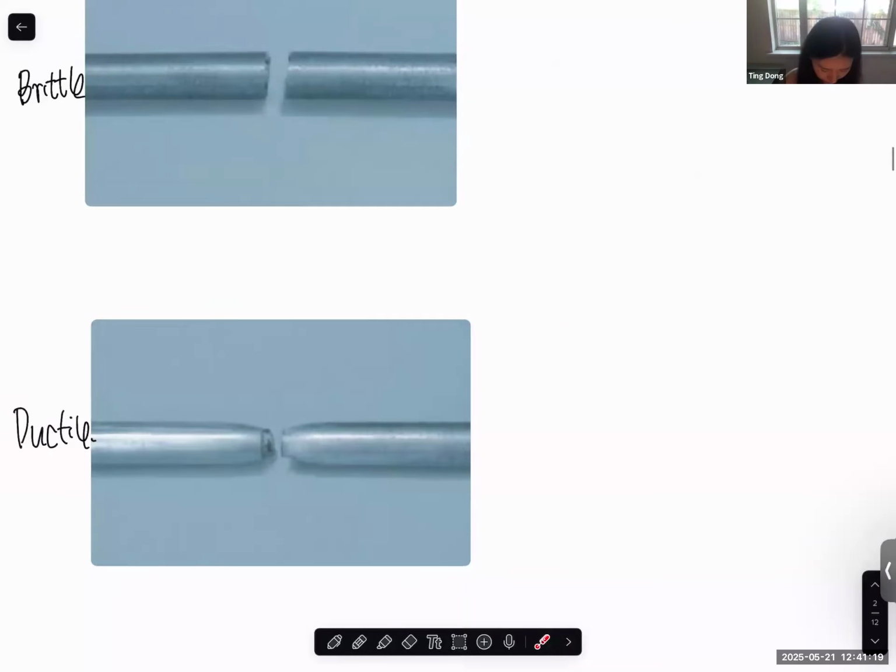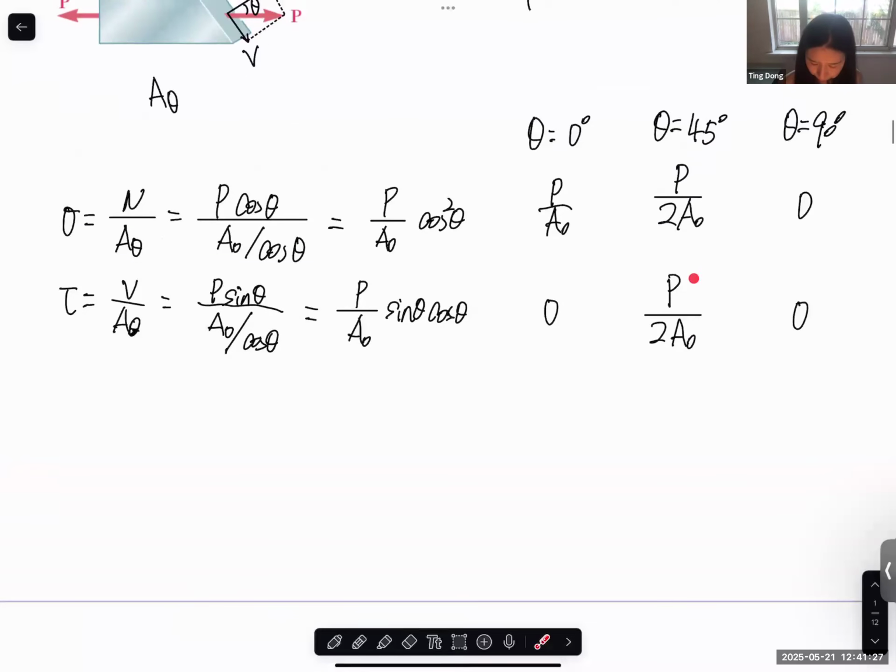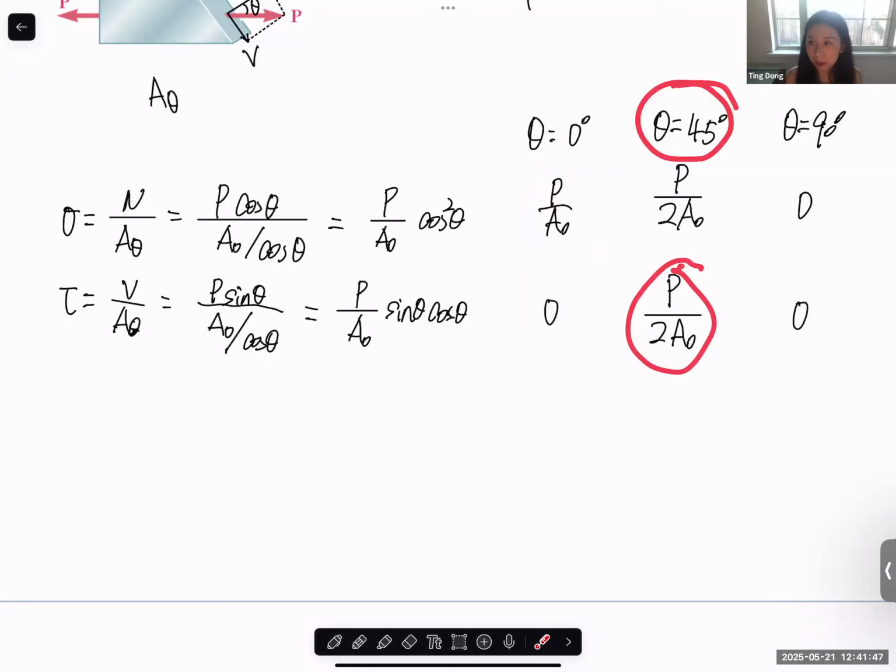And the ductile material fails on a plane that is 45 degrees to the axial direction. It failed because of this. So for the first one, the brittle material, it failed because of normal stress on the cross section. And the ductile material, it failed because of shear stress on a 45-degree plane.